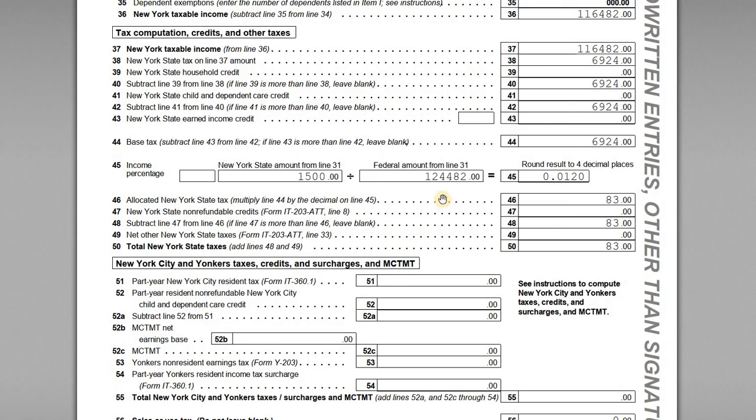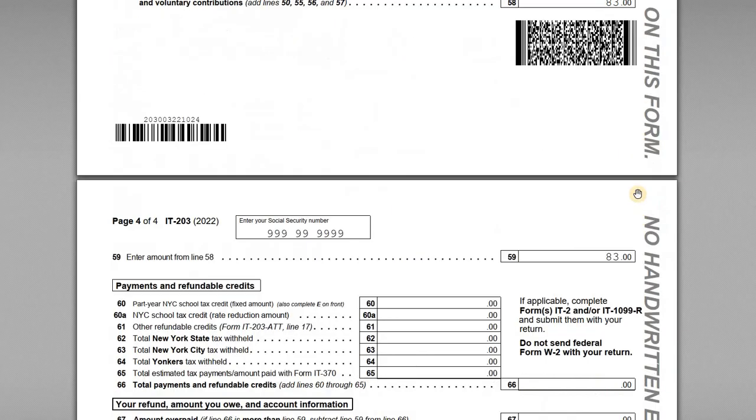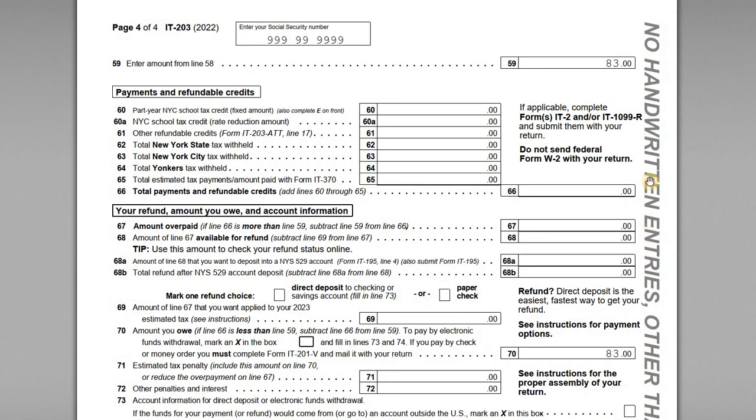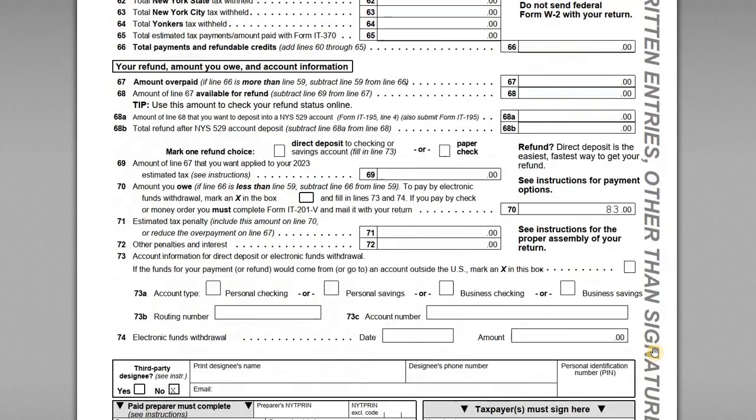So 1.2% of our federal income is attributed to New York. And so now we take 0.012 times the tax, $6,924, and we're left with $83. So $83 is the amount of New York State taxes that Jacob has to pay on this New York State income. So he doesn't have any credits or withholdings, other payments that were made. So that's why all these amounts here are just blank.